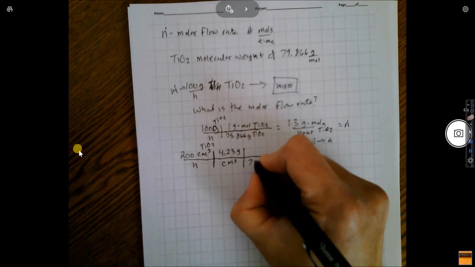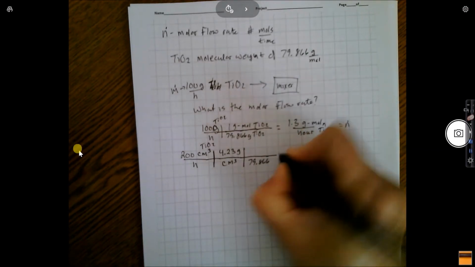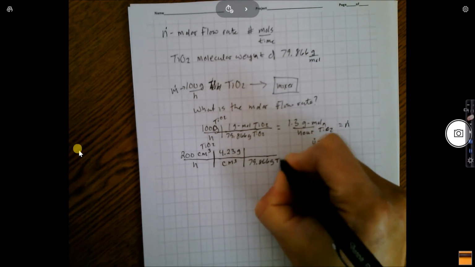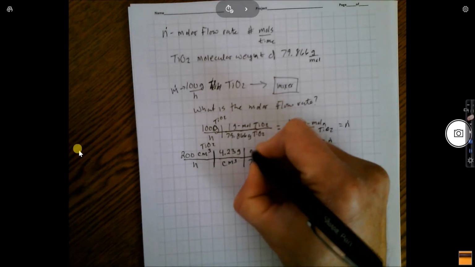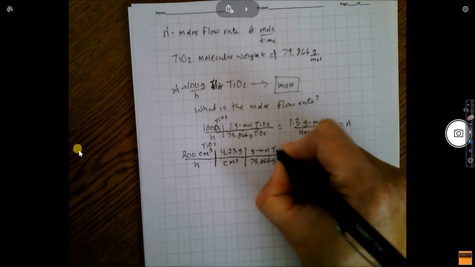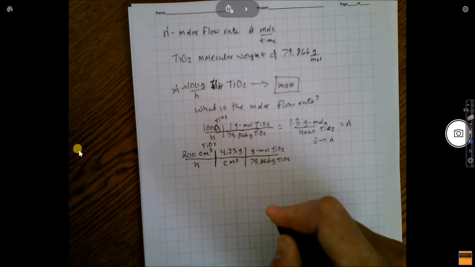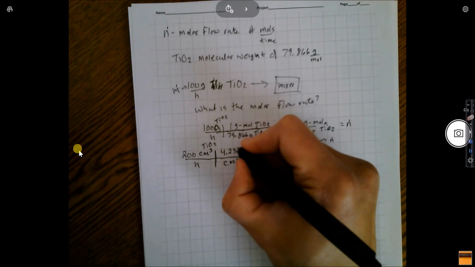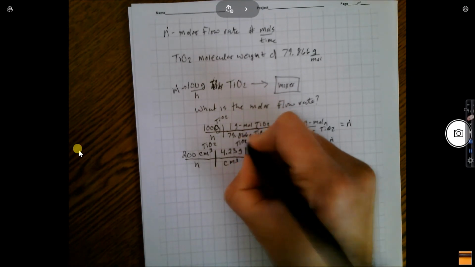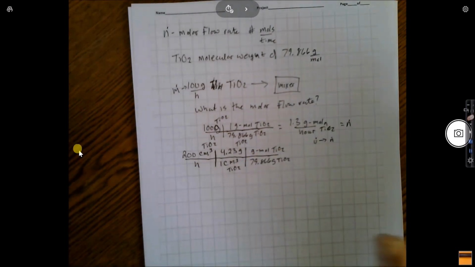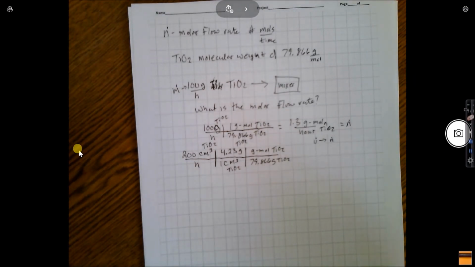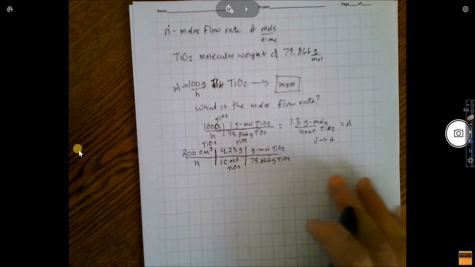So 79.866 grams of titanium dioxide per gram moles of titanium dioxide. I'm doing this badly again. And technically, you should have put 4.23 grams of titanium dioxide in 1 centimeter cubed of titanium dioxide. So again, I implore you, keep the bookkeeping; do as I say, not as I do. I tend to get in a rush when I make these videos and do stuff on the board. Maybe I need to take a couple of deep breaths before I do this stuff.